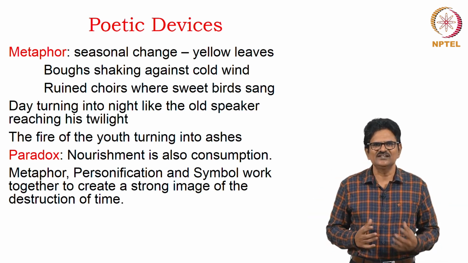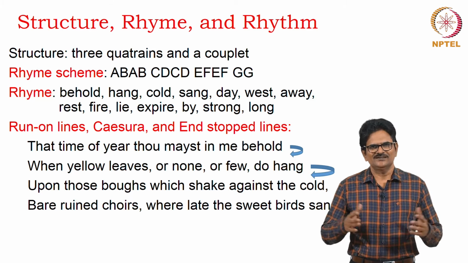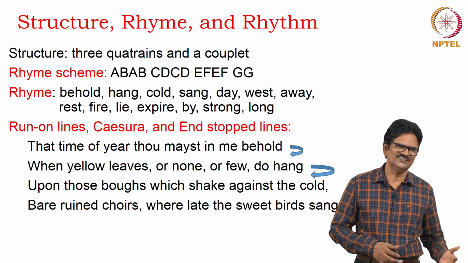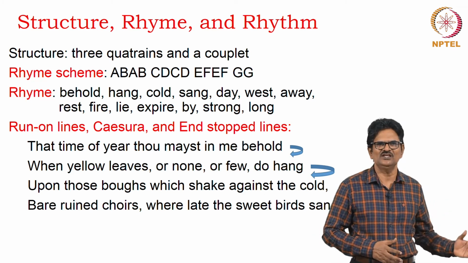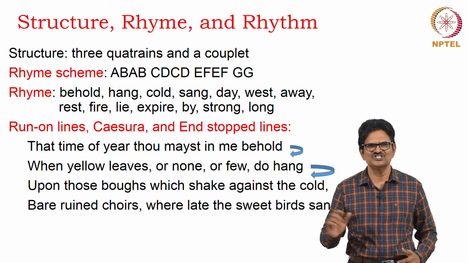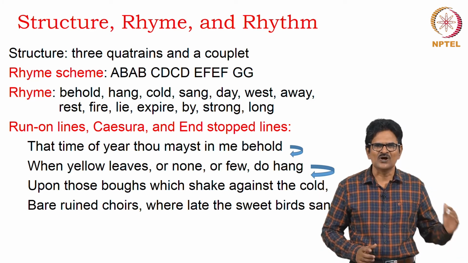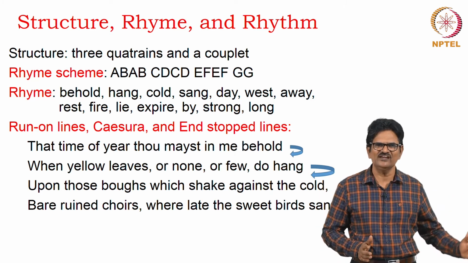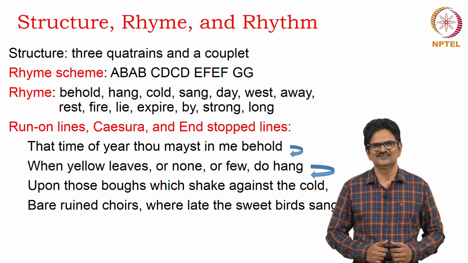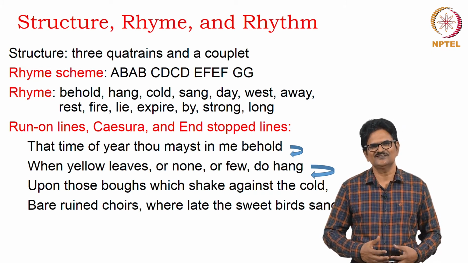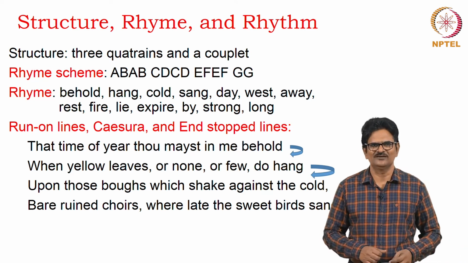They all together create a strong image of the destruction of time. Like every other Shakespearean sonnet, it has three quatrains and a couplet, and the similar rhyme scheme we have: A B A B, C D C D, E F E F and G G. The rhyming words are behold, hang; cold, sang; day, rest; away, rest; fire, lie; expire, by; strong, long. The strength of relationship between the two is strong and long, and that is continued in the poem as well.